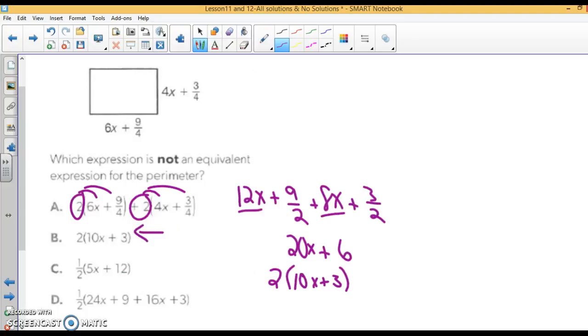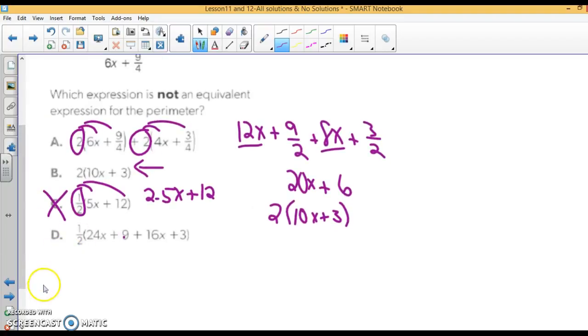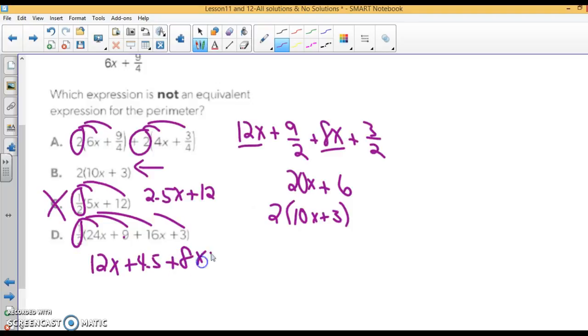If I multiply 1/2 times this, I'll have 2.5x plus 12. That is not the same. So C is out. D, if I use the distributive property, I'll have 12x plus 4.5 plus 8x plus 1.5. And if I combine like terms, I will have 20x plus 6. So everything is the same as the perimeter except C.